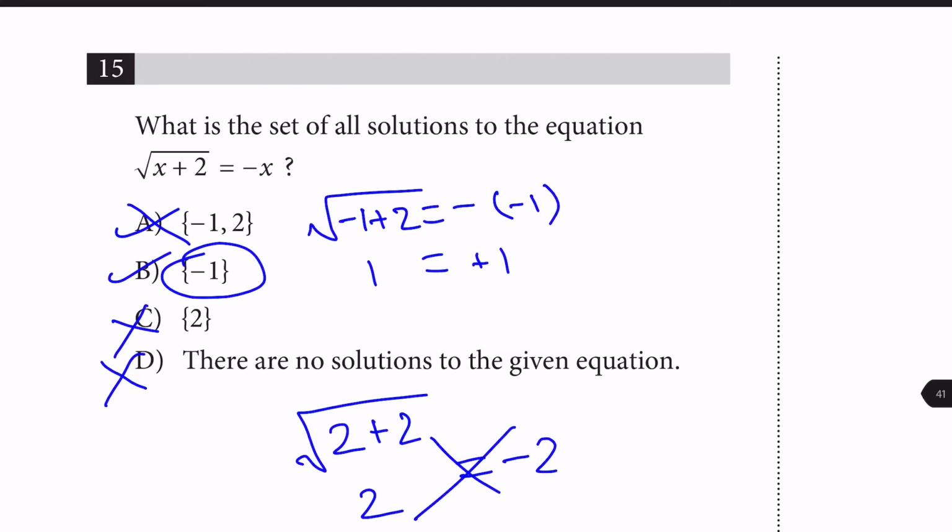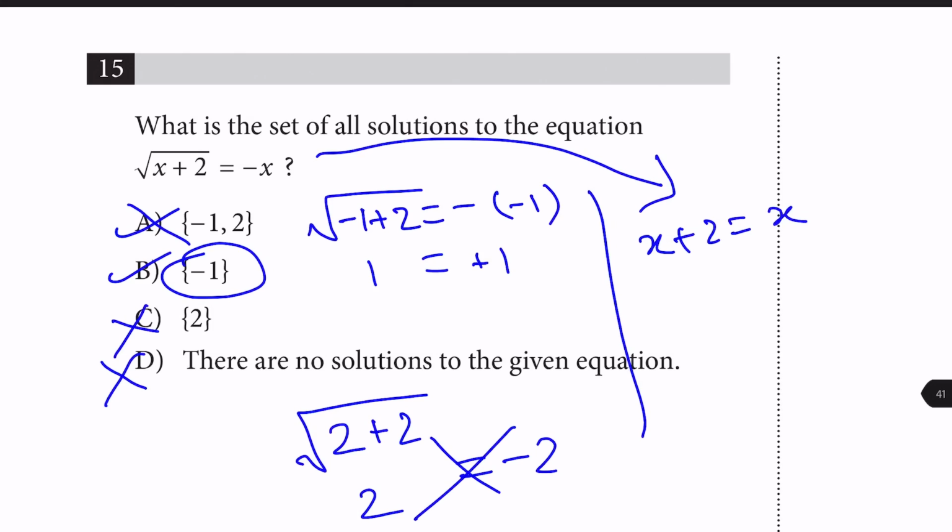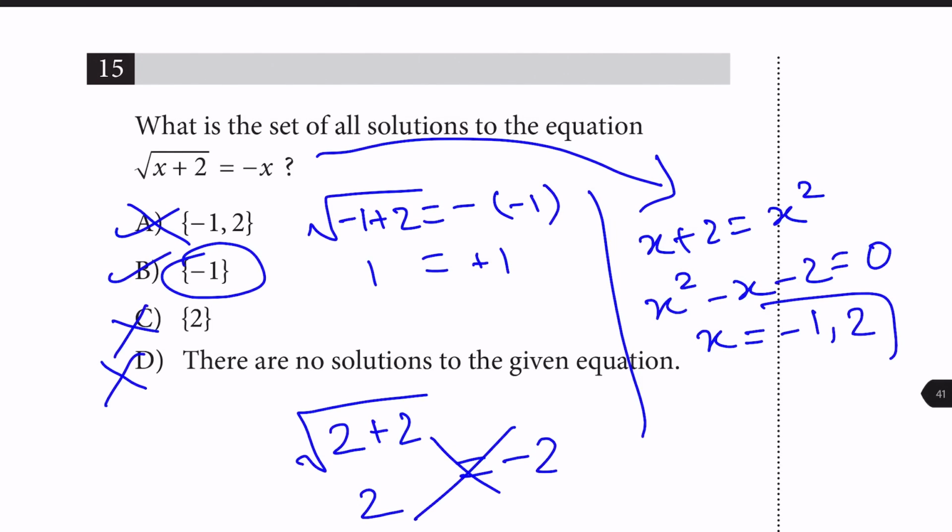The reason you don't want to solve this equation is because when you square both sides and get something like this, you introduce a new value in the equation. Because if you were to solve this, you get x squared minus x minus 2 equals 0. And when you solve the quadratic equation, you get x as -1 and 2. So if you just solve this question and see -1 and 2 and pick your answer as A, that's not correct, because if you plug in 2, it doesn't work. So that's why the best way to do this question is by plugging in the answers.